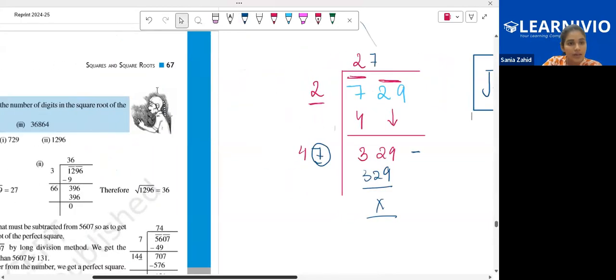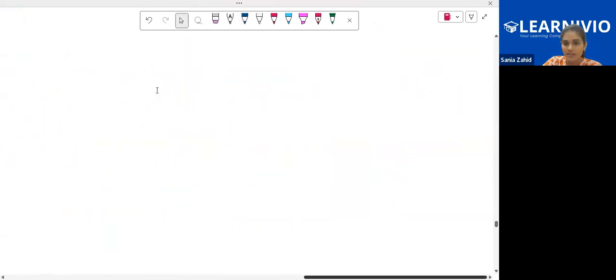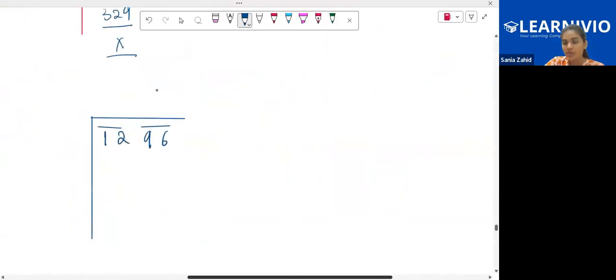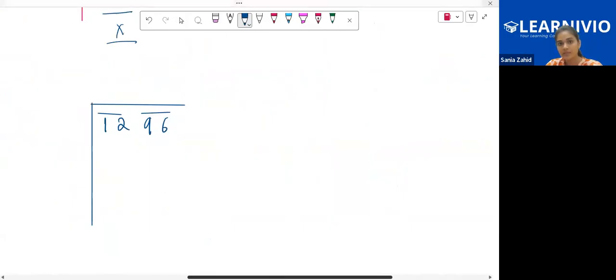Okay. Now what do I have? 1296. 1, 2, 9, 6. First of all, I will make pairs. I make a pair of 96 and a pair of 12. Now, look at the first number. What is the first number? 12. Is 12 a perfect square or not? No, ma'am. But smaller than 12, 9 is a perfect square.